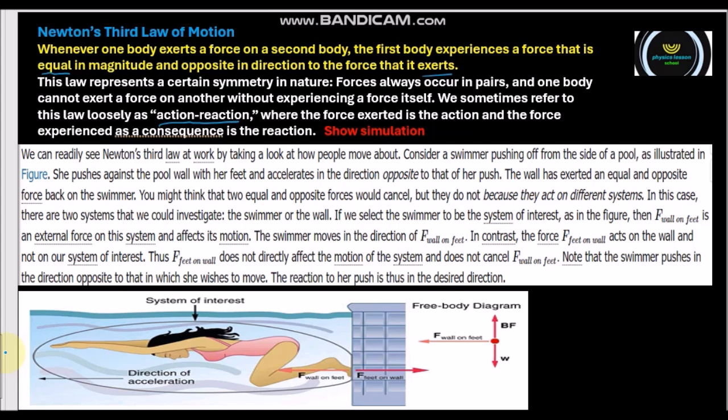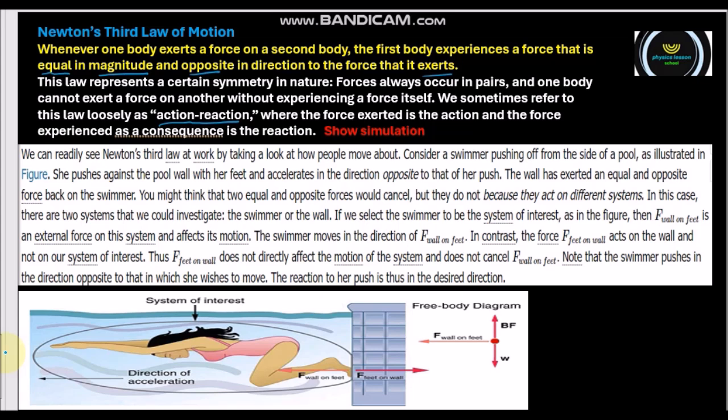This is Newton's third law: when a body exerts a force on a second body, the first body experiences a force that is equal in magnitude and opposite in direction. This law is called Newton's third law of motion. These forces are always equal and opposite in direction. The magnitudes, the values of the forces, are equal.